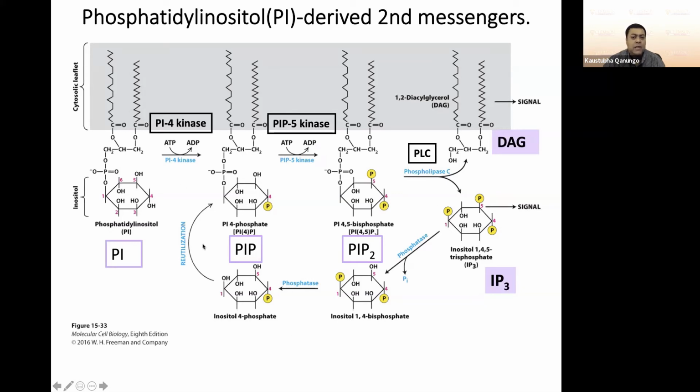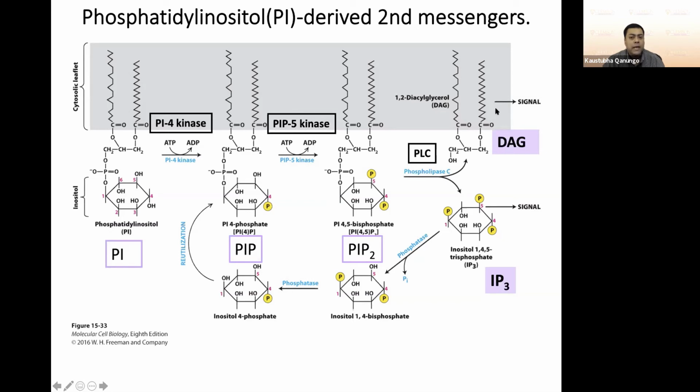So just spend some time to understand that. No structure is needed, just the names: what converts to what and which are the signaling molecules. Remember that DAG and IP3 in the whole process are the only two signaling molecules. And these are membrane-bound lipids. These are in your phospholipid bilayer, and of the signaling molecules, not IP3, but DAG is still associated with the membrane even after it is formed.